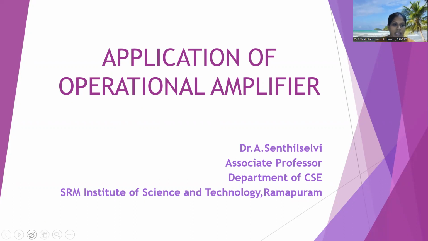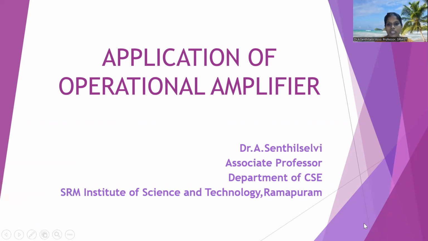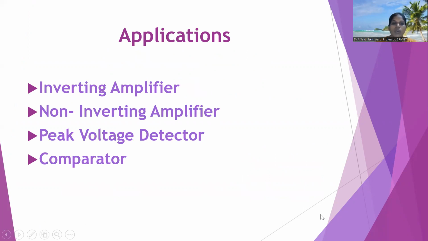inverting amplifier, and the second one is non-inverting amplifier. The third one is peak voltage detector. The fourth one is comparator. We will see them one by one. The first one, inverting amplifier. We will derive the gain equation for the inverting amplifier using operational amplifier.